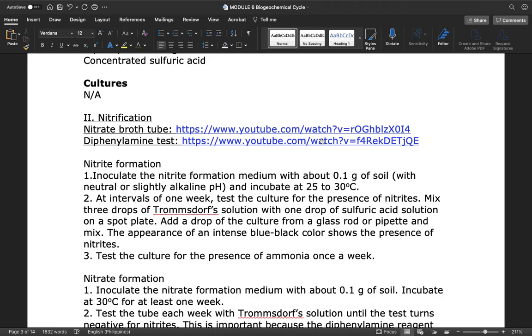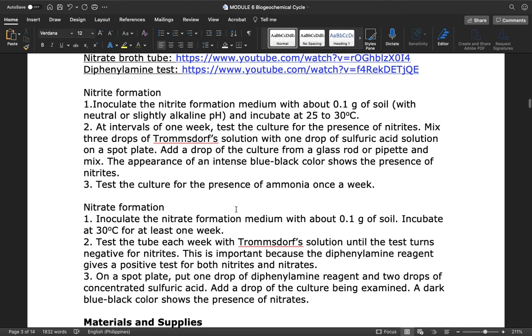And a lot of bacteria are capable of carrying out nitrification. Different genera of bacteria are capable of carrying out nitrification. Okay, so here we have one setup where we put 0.5 grams of soil, and then we incubated it at 25 to 30 degrees Celsius. And then we use a special solution called the Tromsdorff solution in order to check the presence of nitrite. And then we test the culture for the presence of ammonia once a week.